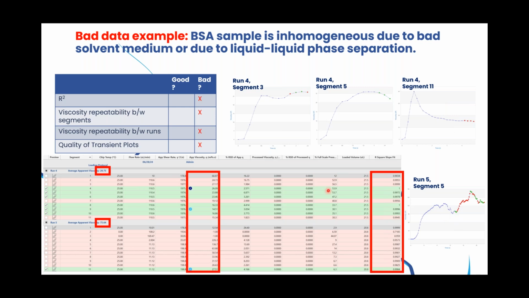Now, to overcome these issues, you have to make sure your sample is stable, and make sure that it's stable at multiple temperatures as well. So we've seen cases where there's liquid-liquid phase separation at lower temperatures. So we start measuring the data, and the data is good at higher temperatures, but once the temperature is lowered for that same sample, the R squared starts getting bad. And we see these other characteristics of bad data.